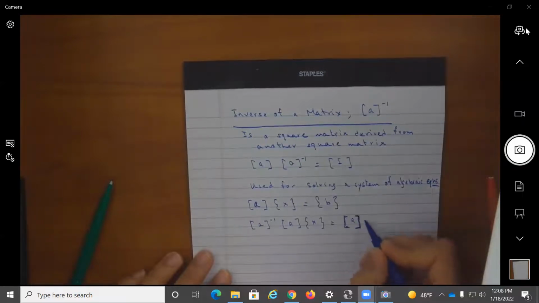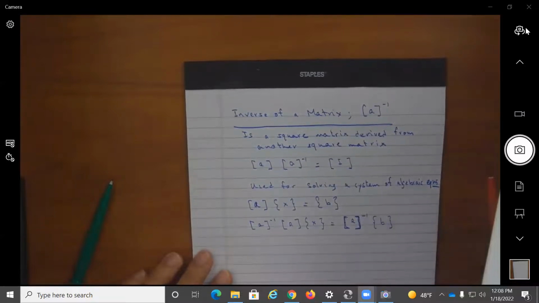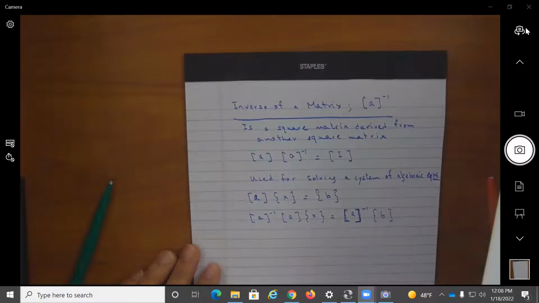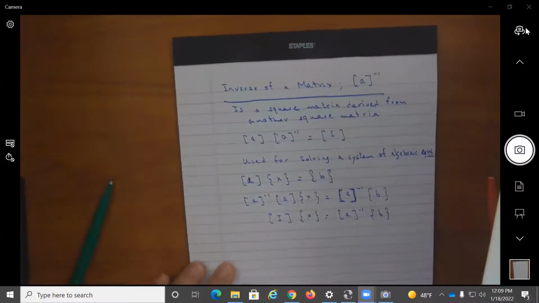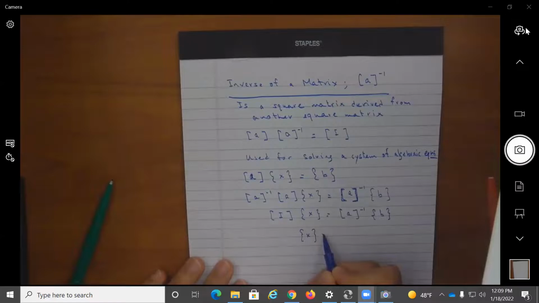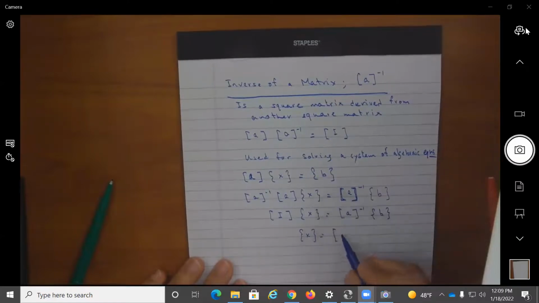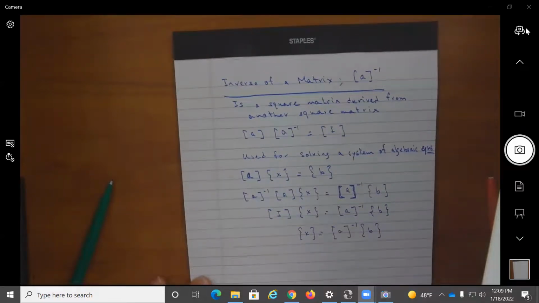A is a square matrix. Of course, I have to multiply both sides by the inverse of A. Inverse of A times A, I will get an identity matrix times X is equal to A^-1 times B. And of course, when you multiply X by an identity matrix, the outcome is X. So here we get that the solution for these equations is equal to the inverse of A multiplied by B. So this is how we can use the inverse of a matrix to solve a system of algebraic equations.